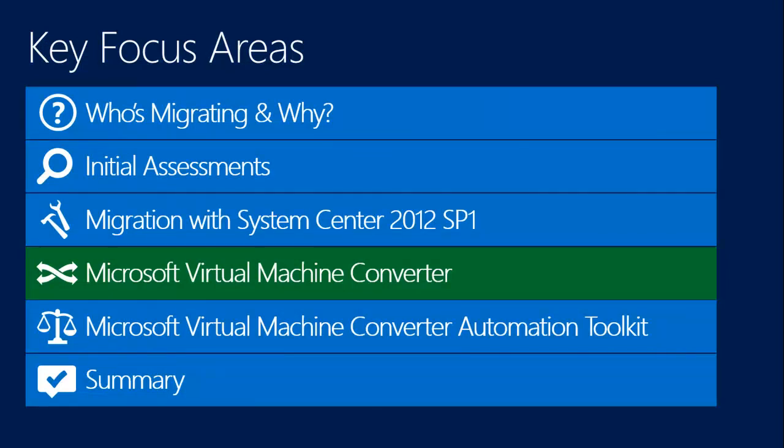So if you wanted to test the water with migrations from vSphere to Hyper-V and you were just evaluating everything, you could obviously pull down the eval of VMM. But if you want to do this in a more aggressive way, then System Center would be a purchase that you'd have to think about making. The Microsoft Virtual Machine Converter, however, is something that's free.